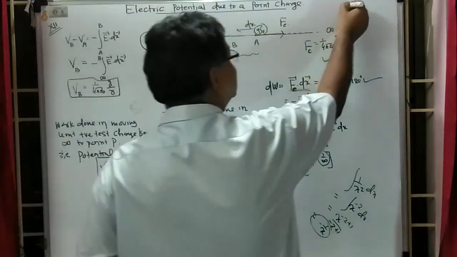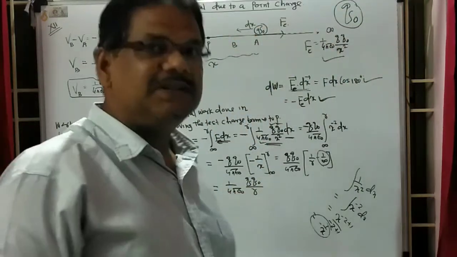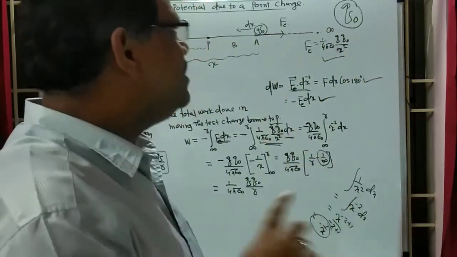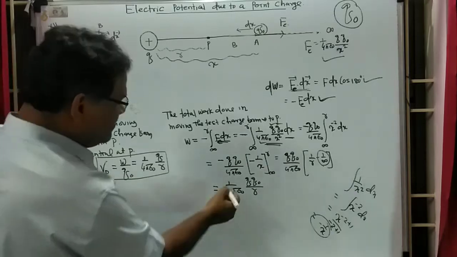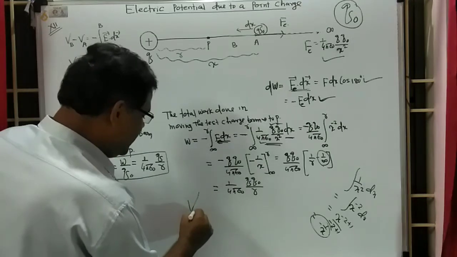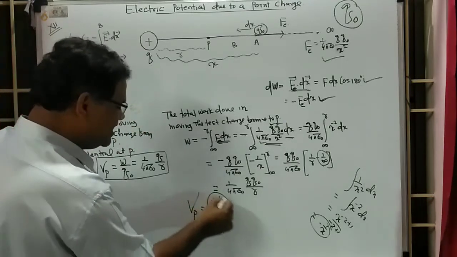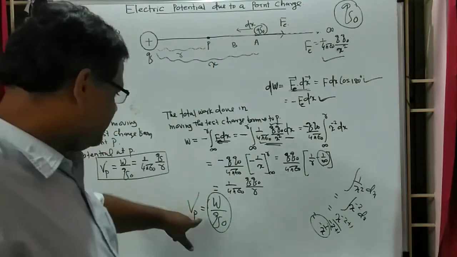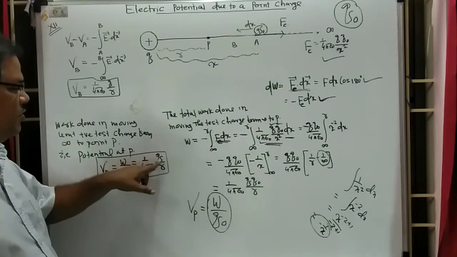We have brought the q naught test charge from infinity to point P. But as per the definition, you have to bring the unit positive test charge, that is, work per unit test charge. So what will be per unit test charge? Q naught will be divided. So the potential V P is equal to W upon Q naught. The definition of potential is W upon Q naught, the work done per unit charge. So Vp equals W upon Q naught, which is equal to 1 upon 4 pi epsilon naught Q upon R.